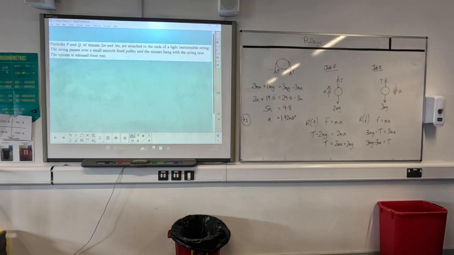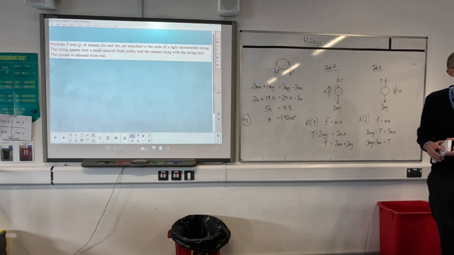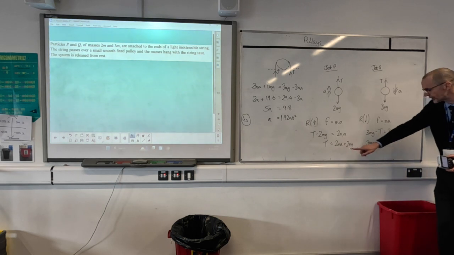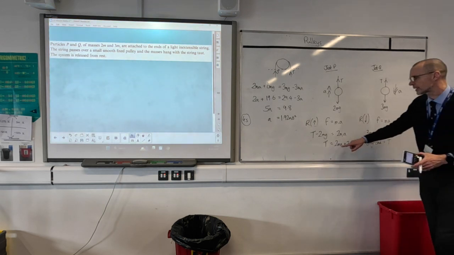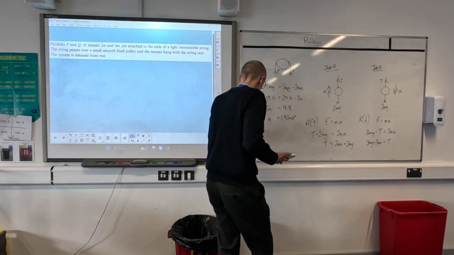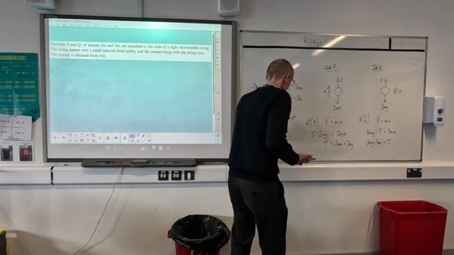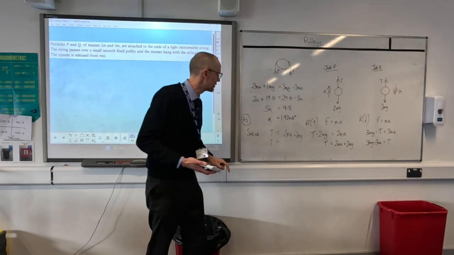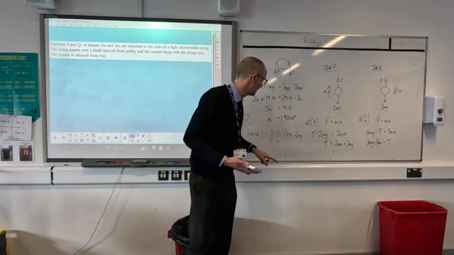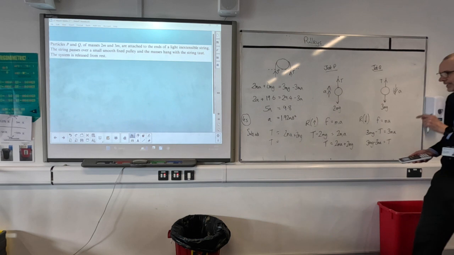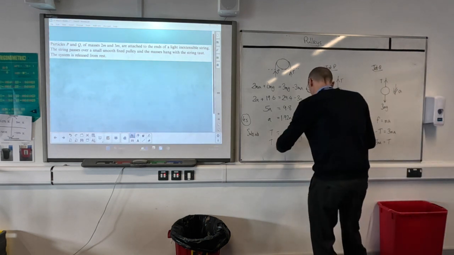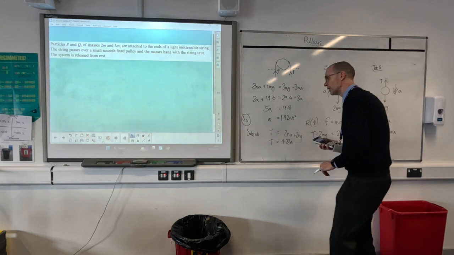Now, sadly and rather frustratingly, the tension is still going to have an m in it. I can't get rid of the m's. So I've got 2 ways of working out the tension. I can either use this or I can use this. So I'm going to substitute it into the P equation. So I've got 2 lots of m times that, and 2 lots of m times 9.8. So whatever 9.8 plus 1.92 is. So that's the value of the tension.